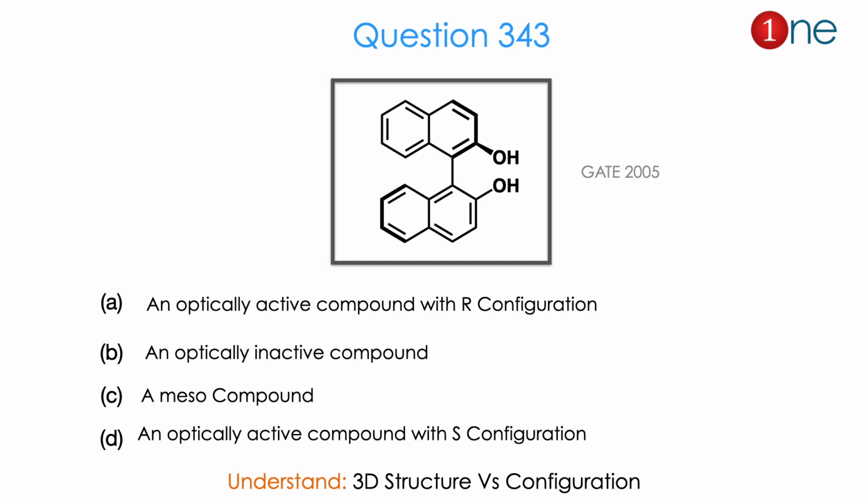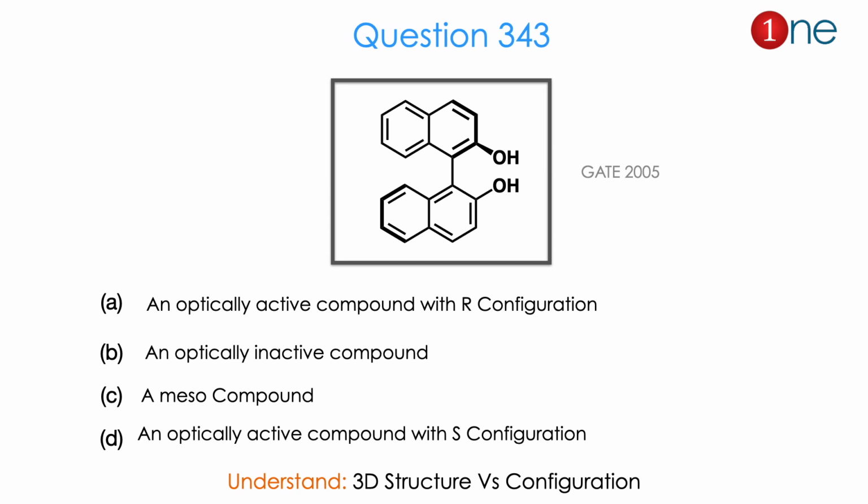Then let us look at the next question. Here you have a binaphthyl. You have two naphthyl rings connected through the alpha position, and the beta position is occupied by alcohol. The compound is stereochemically specified. The top one is alcohol above the plane, and the bottom one is the benzene ring above the plane.